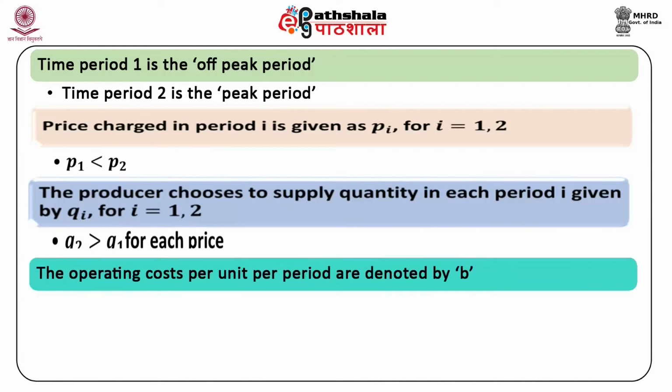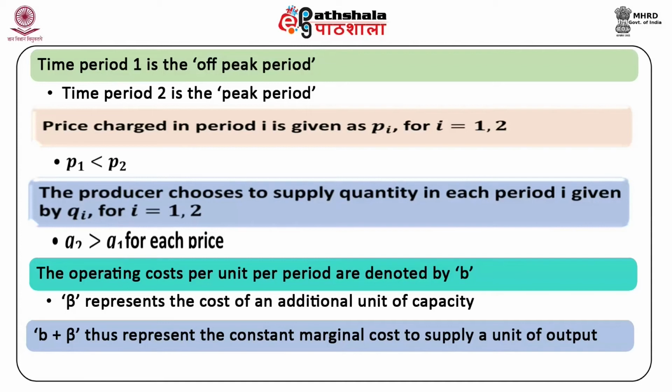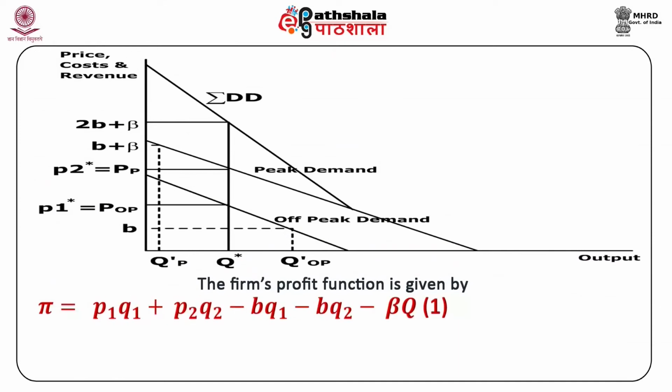The operating costs per unit per period are denoted by b, and beta represents the cost of an additional unit of capacity. Both of these are assumed to be constant. b plus beta thus represent the constant marginal cost to supply a unit of output. Capacity output is equal to capital Q. The firm's profit function is given by P1 Q1 plus P2 Q2 minus bQ1 minus bQ2 minus beta Q.